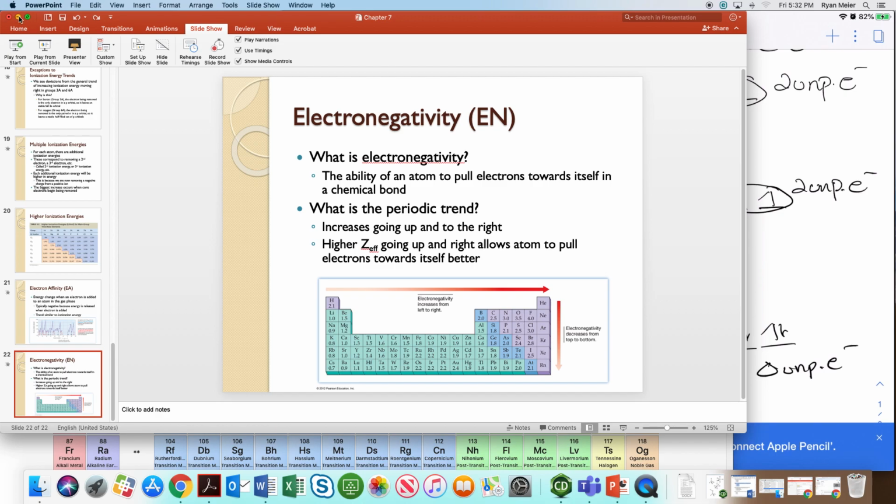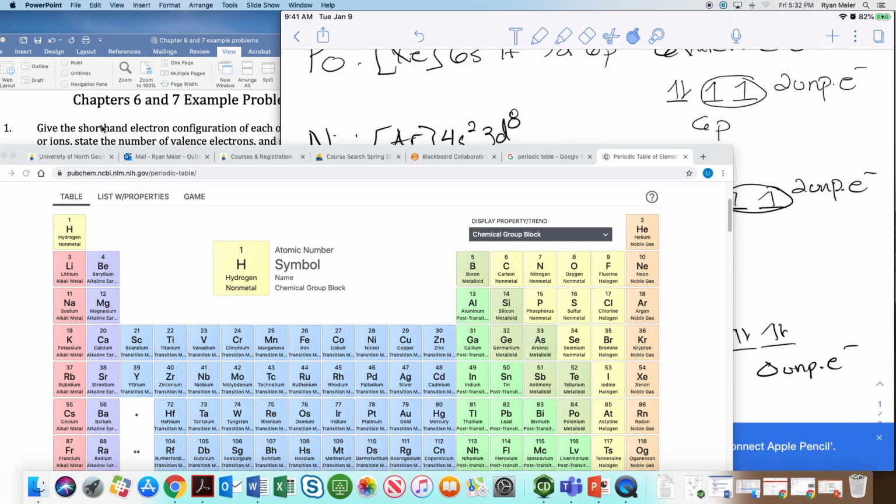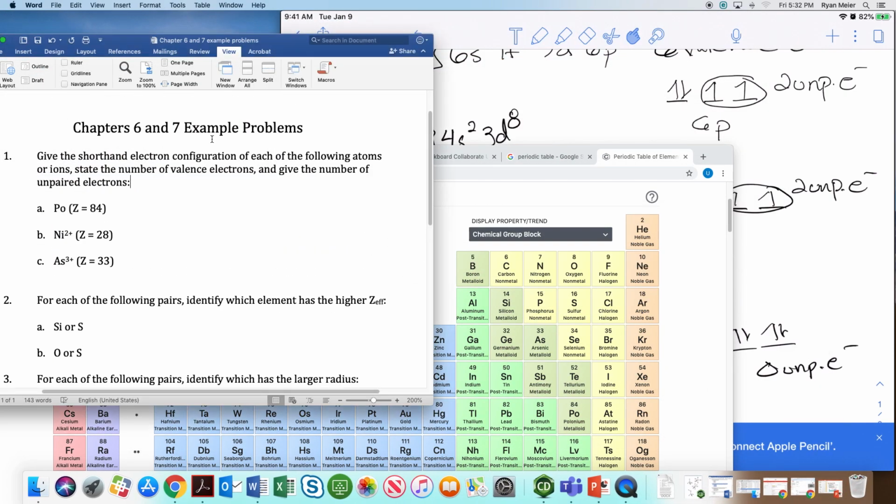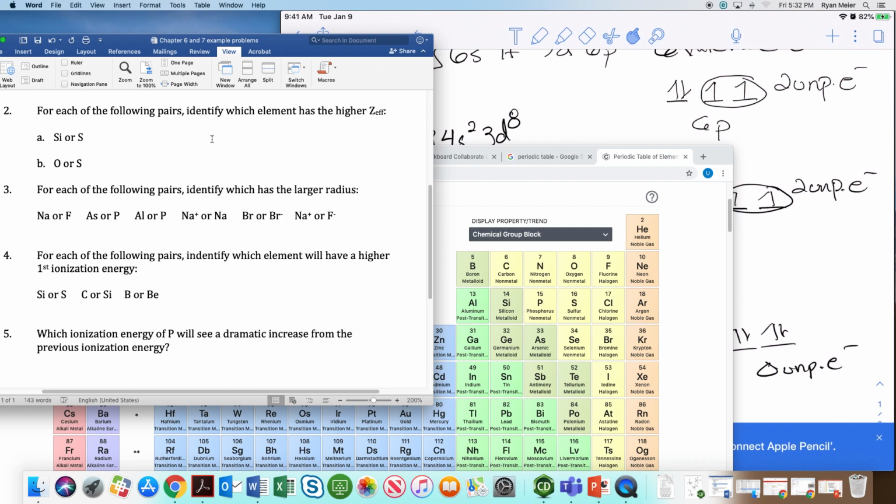So just some last comparisons to make sure we're all on the same page for what to expect for questions like this, and making sure we're hopefully making sense of the general concepts. Here I have a few questions, like question number 2: for each of the pairs, identify which element has the higher effective nuclear charge.